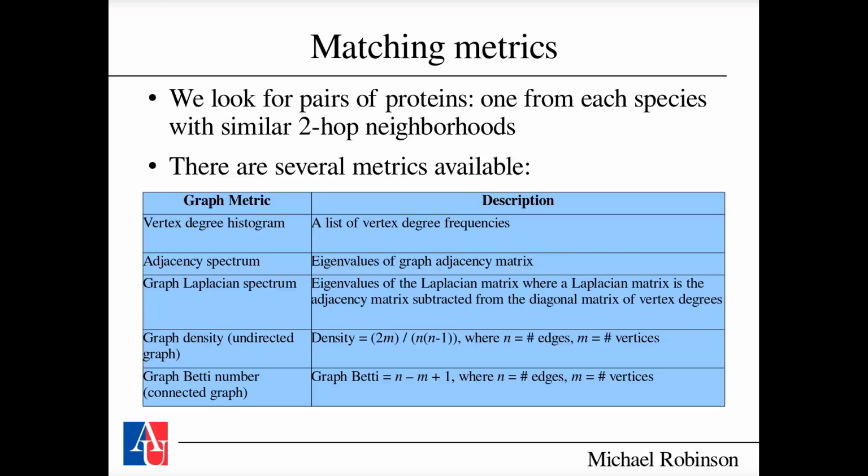Now, if you try to do a local network alignment or local abstract simplicial complex alignment, there's a variety of tools you might try to do that. There's several different local graph metrics that you could try. So you can look at a vertex degree histogram and see how well those vertex degree histograms agree as functions. You could look at various kinds of spectra. You could look at some graph density or some graph Betti numbers. So some of these are topological, some of these are not.